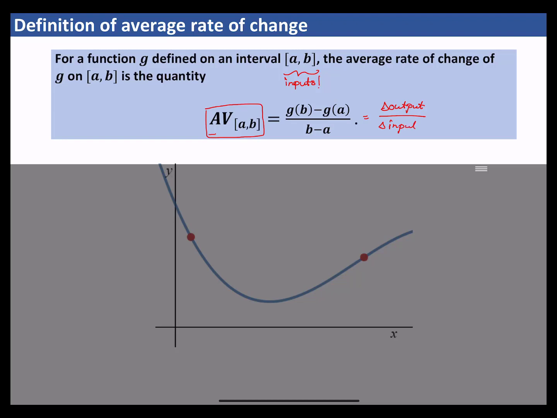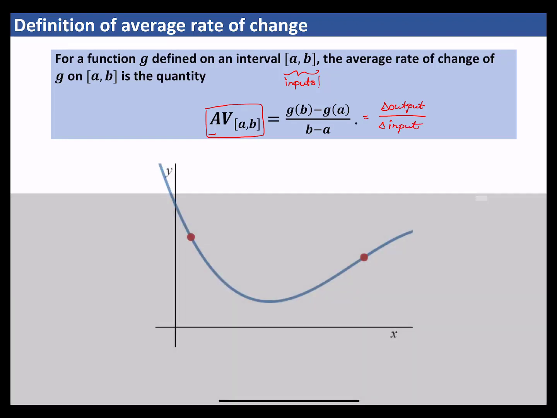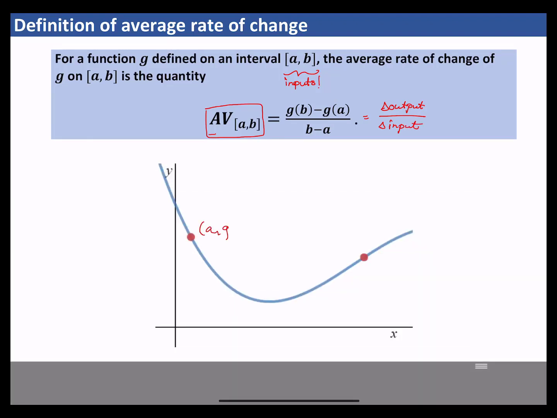Graphically, if this is the point a comma g of a, then we can label the axes. So we have input a, and we have output g of a. And if this is the point b, g of b, then the input is b and the output is g of b. And the average rate of change is g of b minus g of a, which is this vertical change between the points, divided by b minus a, which is this horizontal change between the points.